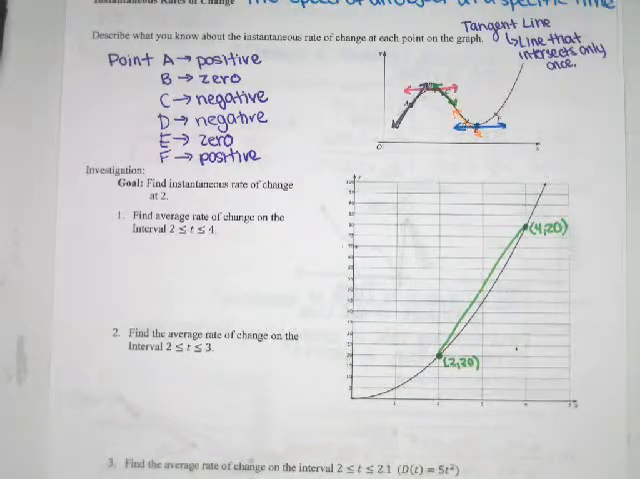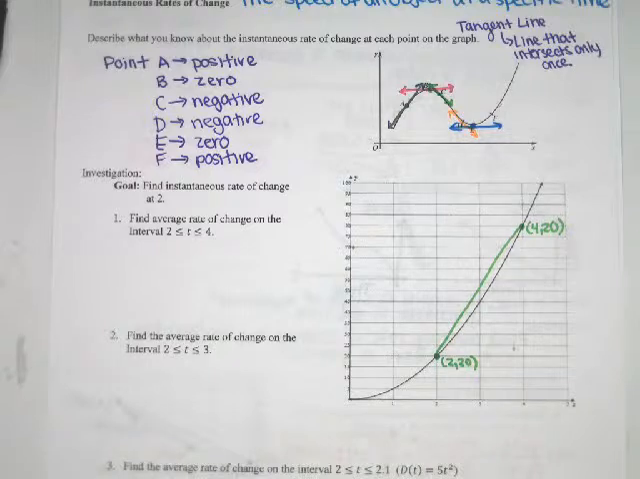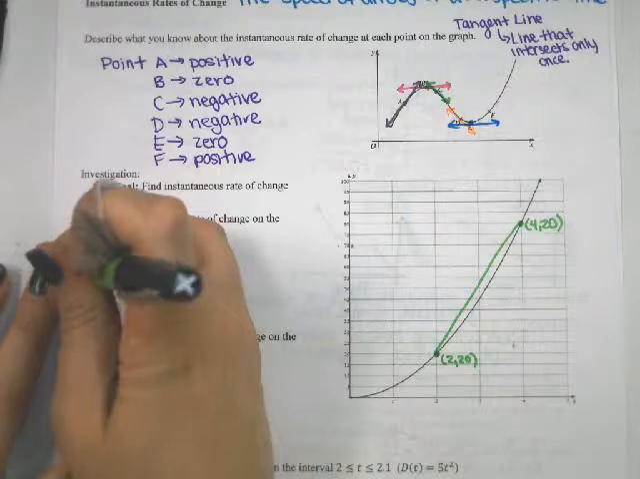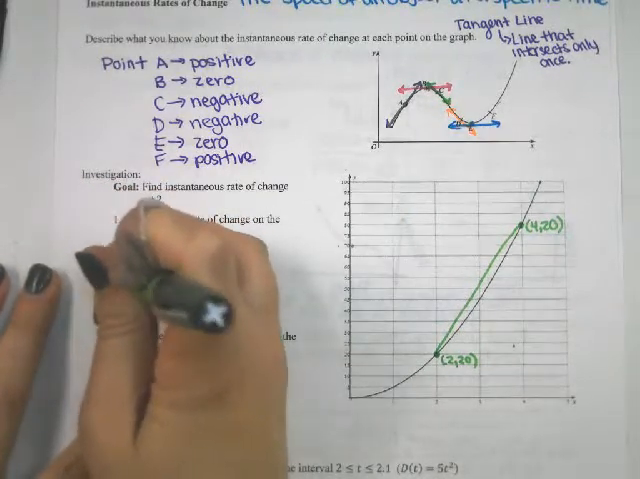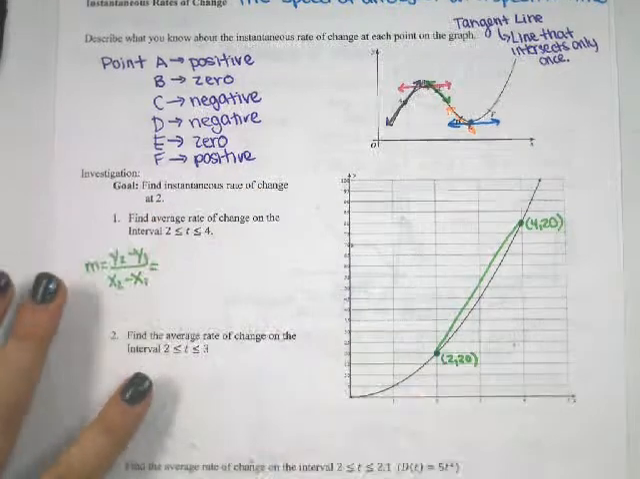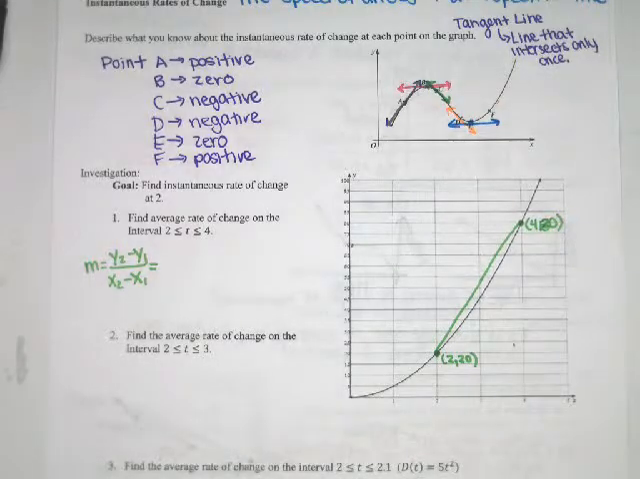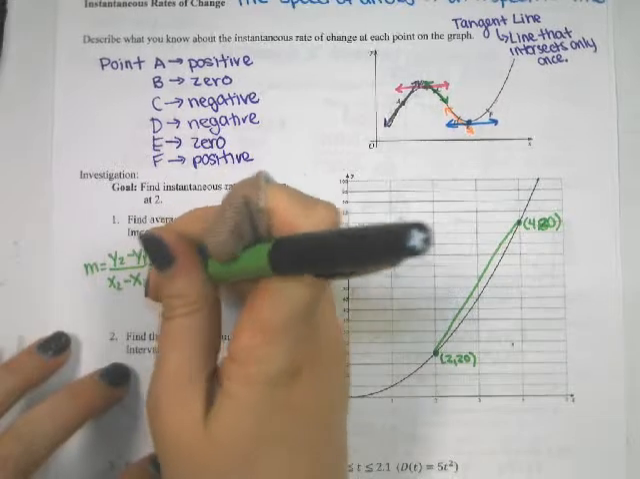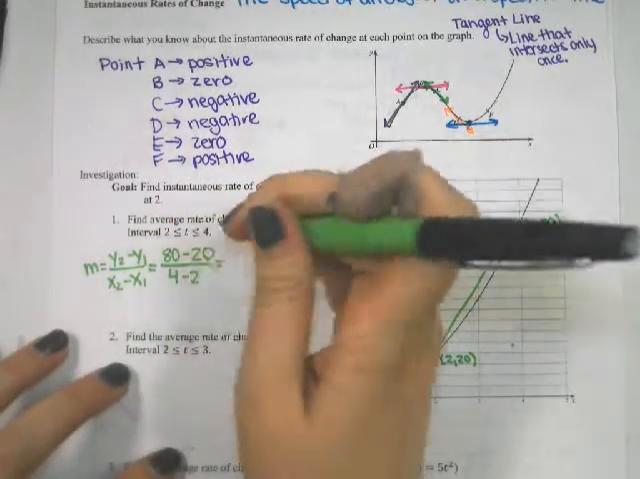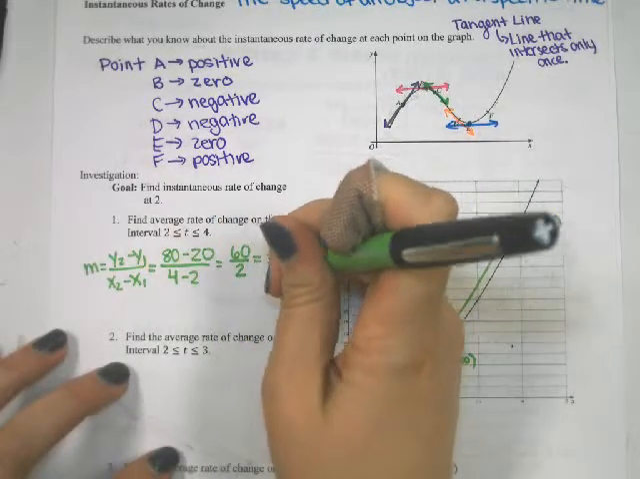The average rate of change appears to be positive. We've got a positive slope. It's increasing between these 2 points. Whatever we get, we should expect to be positive. So I'm going to do my slope, y2 minus y1 over x2 minus x1. Oh, I'm sorry, I put 20 up there, and I meant to put 80. So we'll do 80 minus 20 on top, 4 minus 2 on the bottom. So we get 60 over 2, which is 30.